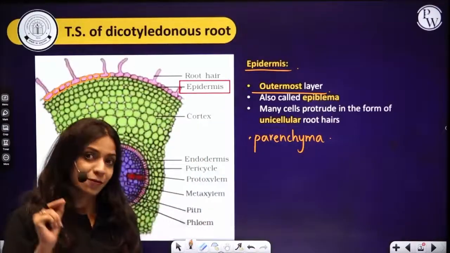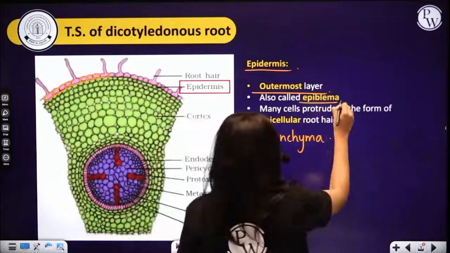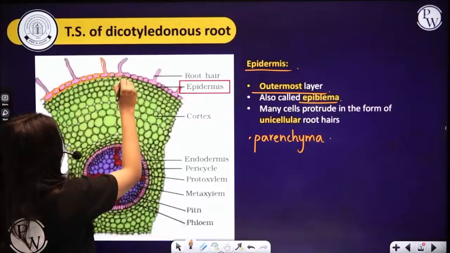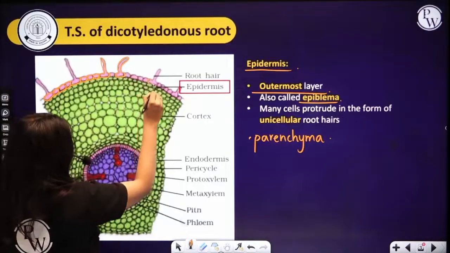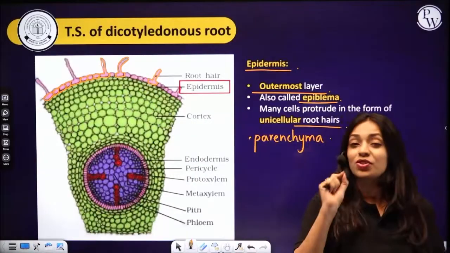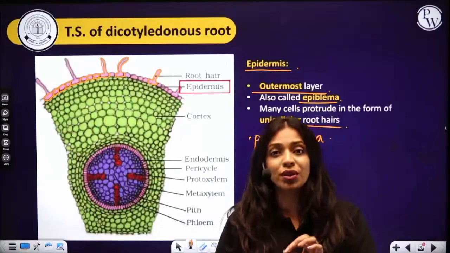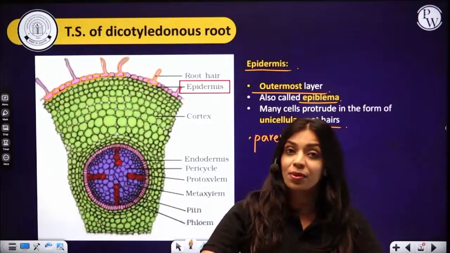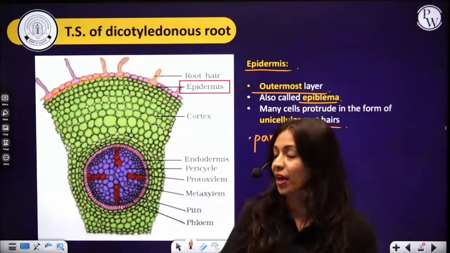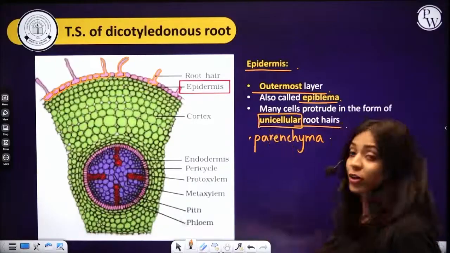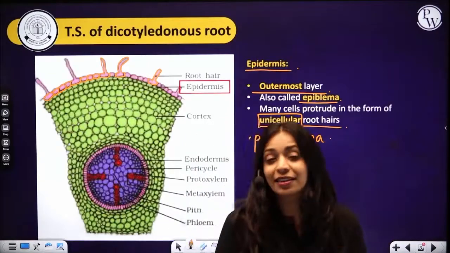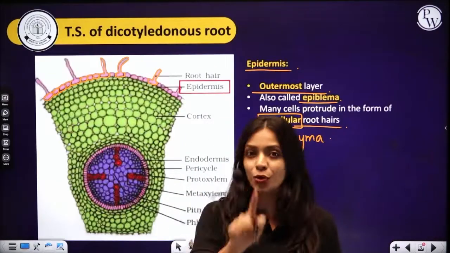The epidermis that we find in roots is also called the epiblema. As you can see, some of the cells give out very thin extensions on the outer surface. These are nothing but the root hair. One thing we must remember about the root hair is that root hair are superficial and they arise from the outermost layer of cells in roots, which is the epidermis, and these root hair are unicellular. I don't know if you remember or not. In the previous class, when I told you about the tissue systems, I mentioned very clearly that epidermal root hair are unicellular, right?